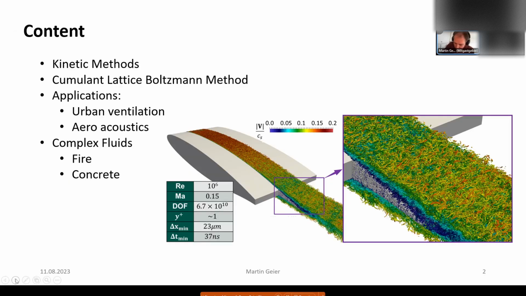What I'm going to talk about today is, of course, kinetic methods with a special focus on the cumulant lattice Boltzmann method. I will show a few applications, urban ventilation and aeroacoustics, and a little bit on complex fluids, where we talk about fire and concrete. All of this is more or less an overview. So I show you a little bit of a teaser, and later, when you're interested, we can go on in a more in-depth discussion on this.